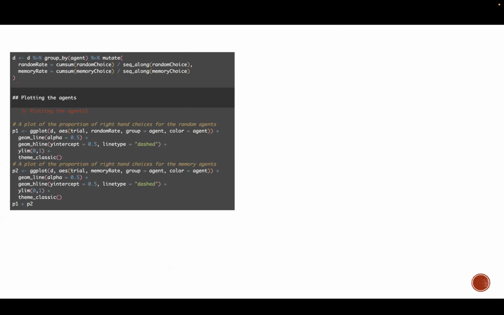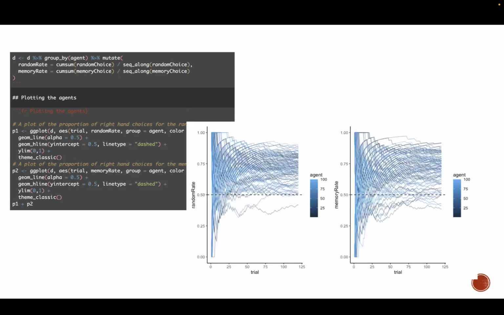Then we create our old cumulative sum function for both the random and the memory agents, so we can see how their propensity to pick right and left changes over time. And then we can plot. On the left we can see the propensity of the random agent to pick left in a cumulative fashion. At the beginning, it's very all over the place because even if the rate is skewed towards right, they can still pick zero. But as they play more and more trials, the average of their choices starts stabilizing towards their actual rate.